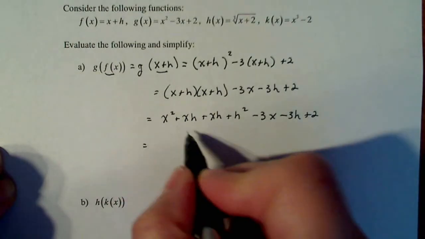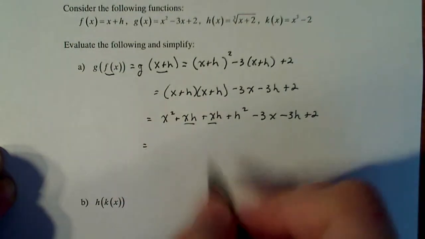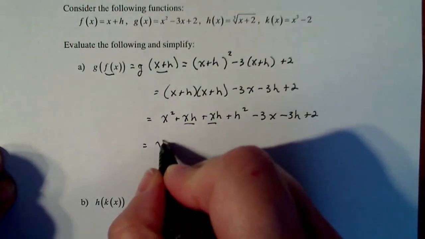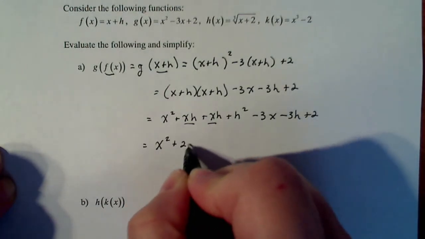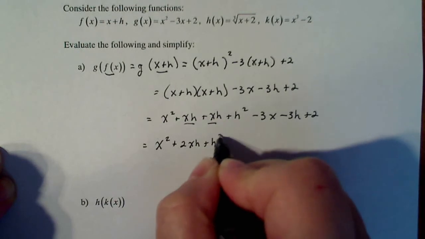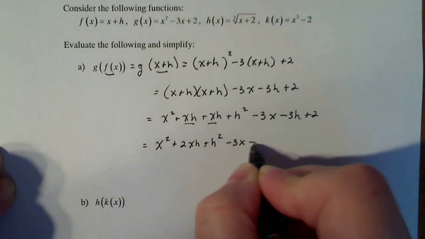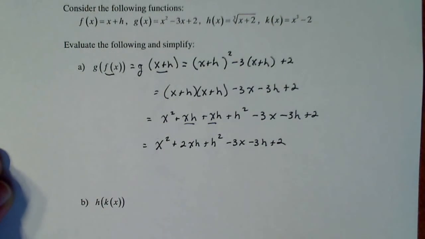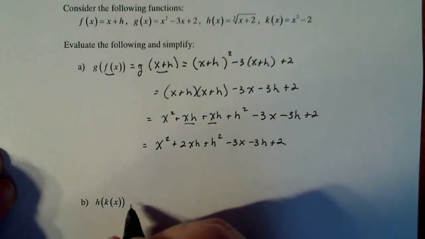Now I'm going to combine like terms because these are terms that are alike, and I don't see anything else in there that's alike, so to speak. So this is x squared plus 2xh plus h squared minus 3x minus 3h plus 2. Good. Now this guy down here, this is going to be h of k of x.